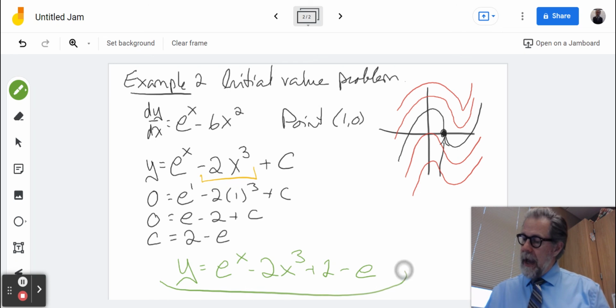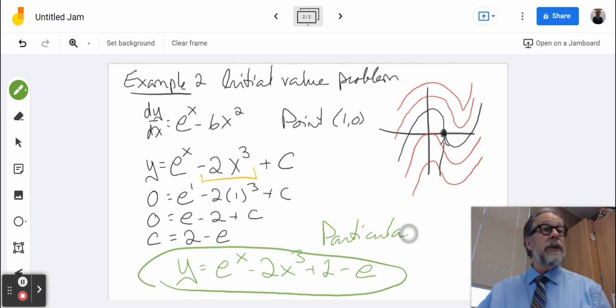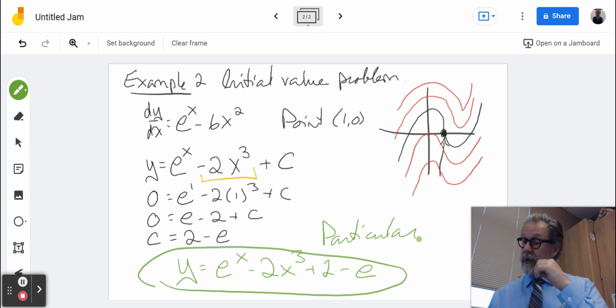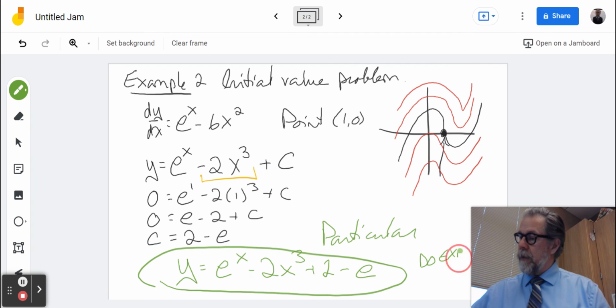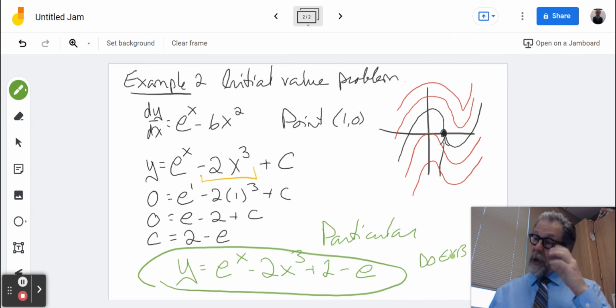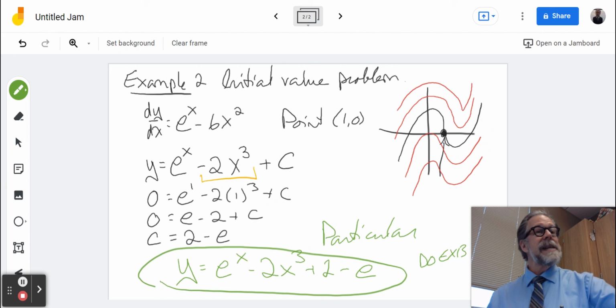This is called a particular solution, whereas the last one was called a general solution. All right, my students, go ahead and do example 13. I'm trying to make these videos short, so we're going to stop right here and we'll come back with a couple more examples in video 2.